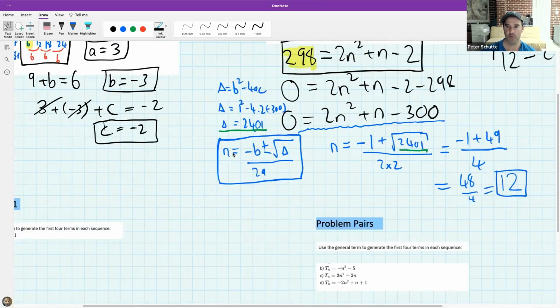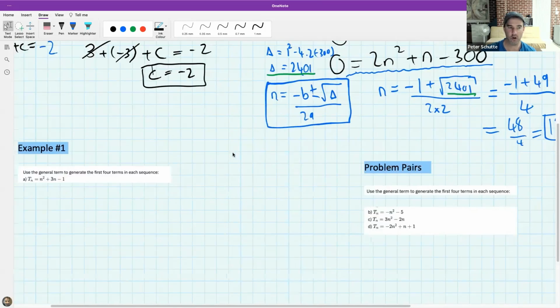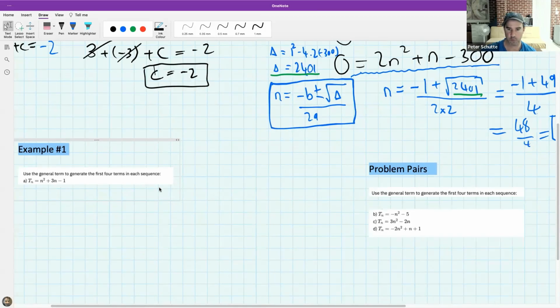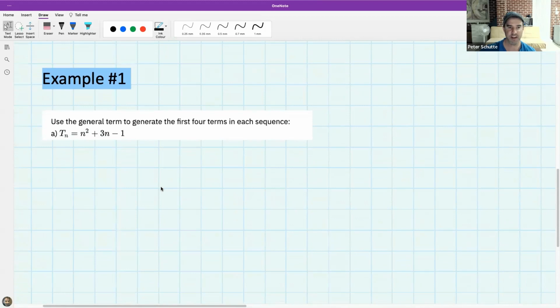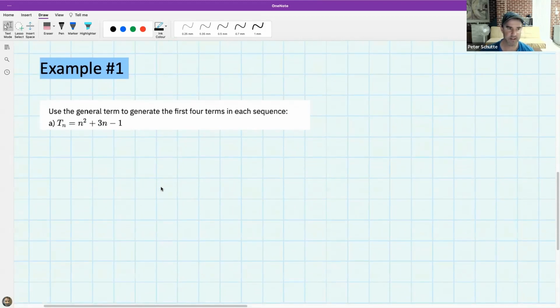Okay. Then I know earlier in the lesson I said I was going to go through the 3A plus B. I will, but I just want to do a different type of question that is actually quite easy, but I just want to see that you can do this. So this is another type of exam question. And all it says is use the general term to generate the first 4 terms of the sequence.